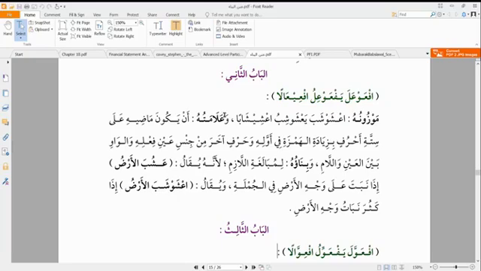Wa alamatuhu, and its sign is that in the past tense, the madi is going to have how many letters? An yakuna madihi ala sittati ahruf, 6 ahruf. That's why it's called sudasi. Biziyadatil hamzati fi awwalihi wa harfin akhara min jinsi ayni fi'lihi wal wawi bayna al ayni wal lam. Let's take that one by one. Biziyadatil hamzati fi awwalihi, we would have a hamza at the beginning.